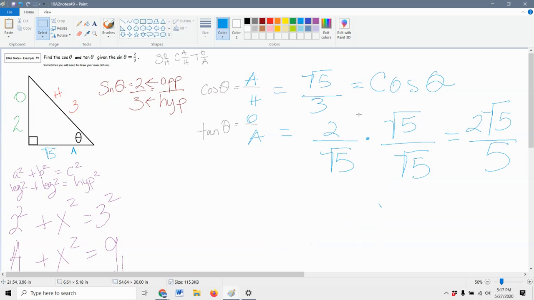I won't necessarily count this incorrect, but I do want you guys to get in the habit of rationalizing the denominator, especially if you're moving on to Math 3.